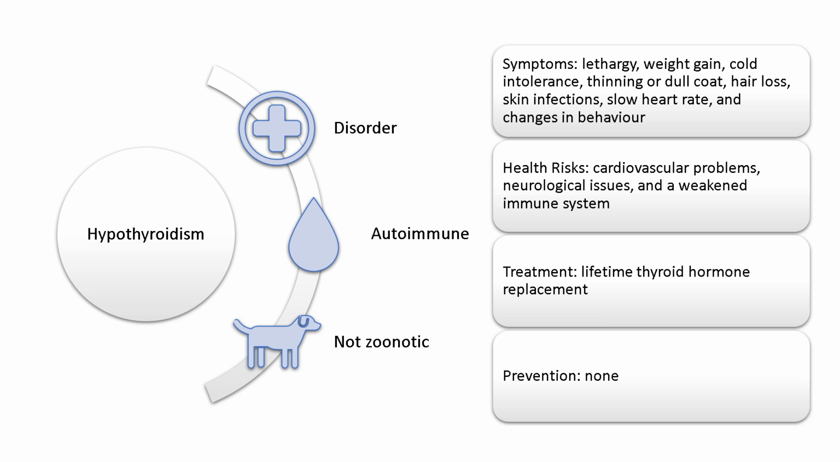If untreated, hypothyroidism can lead to cardiovascular problems, neurological issues, and a weakened immune system, increasing the risk of secondary infections. In severe cases, it can result in a coma, a life-threatening condition where the dog goes into shock due to extreme hormone deficiency. Treatment typically involves lifetime thyroid hormone replacement, usually in the form of synthetic tablets. Treatment helps to manage symptoms and improve the dog's quality of life. Regular vet checkups are essential to monitor hormone levels and adjust medication doses as needed.